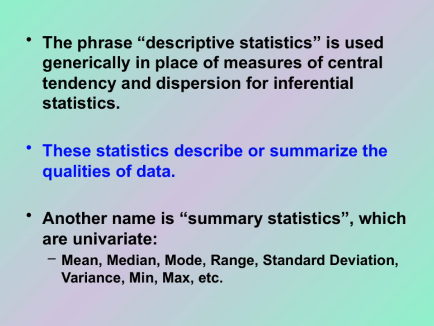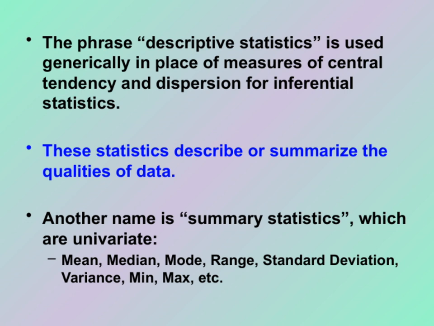Another way to think about these is summary statistics, which are typically univariate, meaning they focus on a single variable at a time. Some of the most common measures include the mean, median, and mode, which tell us about the center of the data. Then there are measures like range, standard deviation, and variance that give us insight into how spread out or dispersed the data points are. We also look at the minimum and maximum values to understand the boundaries of our data set.